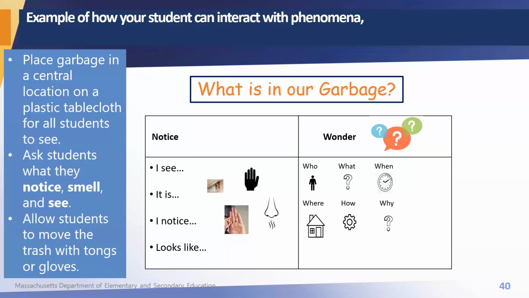But when you put this out there, you can ask the students, what do they notice? What do they smell? What do they see? You can allow students to use tongs or gloves for those that have that sensory issue. There's a lot of different ways that they can look at garbage, but garbage is everywhere. It's in our classroom, it's at home, it's on the streets. So it's everywhere. So it's one of those units that everybody can relate to.